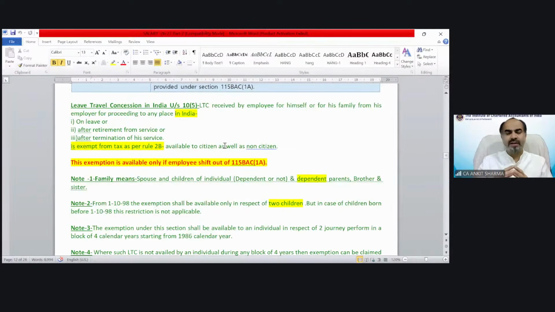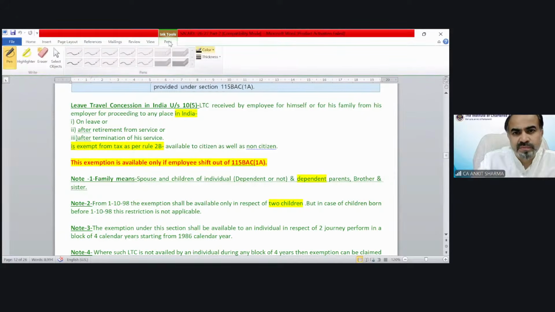It was saying that if your employer provides you any traveling concession in India, then you can have an exemption for a certain amount for that travel purpose if the travel is in India. If it is outside India, the full amount reimbursed by the employer is going to be taxed. And if the concession says this, it is going to be exempted as per rule number 2B.